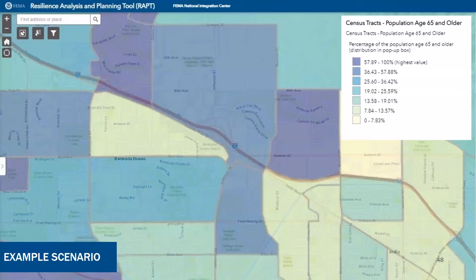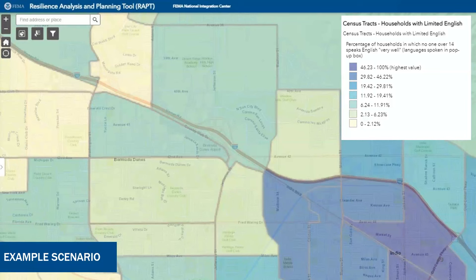Next slide. So now we're jumping to using the CRCI, which is housed within FEMA's Resilience Analysis and Planning tool. As you can see here, several areas show high concentrations of elderly population, and it's not limited to the example census tract. Next slide. Using the CRCI, we can see here that limited English proficiency is 6 to 11%, but other communities in the area may also benefit from translated materials.